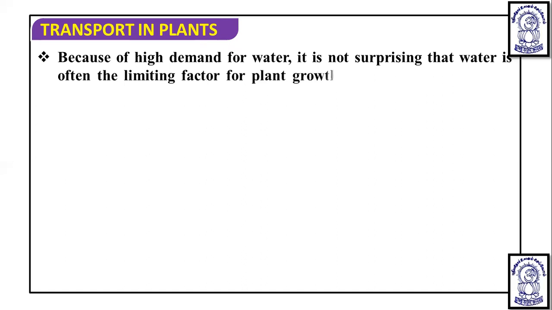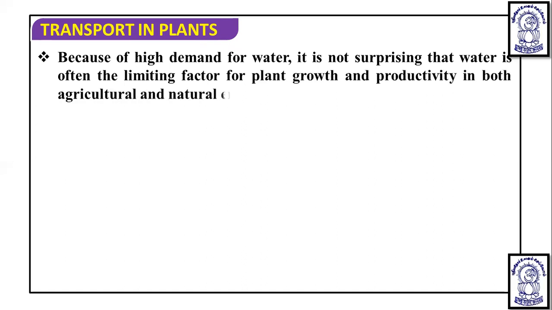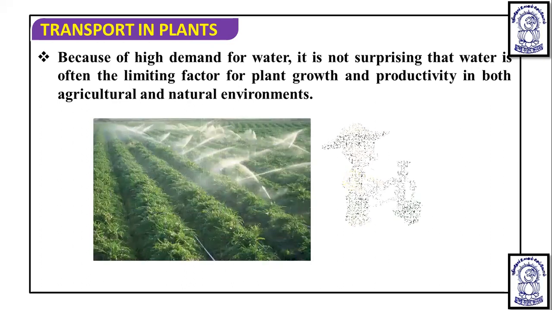Because of the high demand for water, it is not surprising that water is often a limiting factor for plant growth and productivity in both agriculture and the natural environment. Due to this demand, it obviously acts as a limiting factor for plant growth and productivity in agriculture and environmental ecosystems.